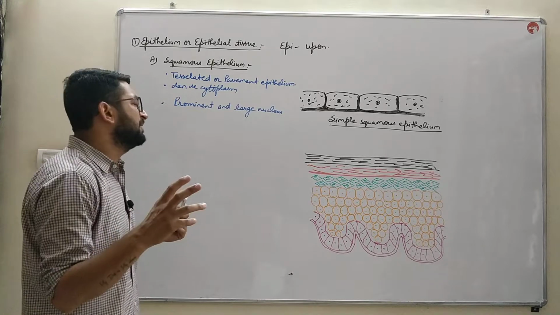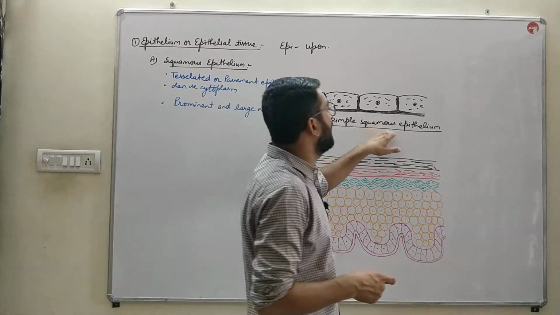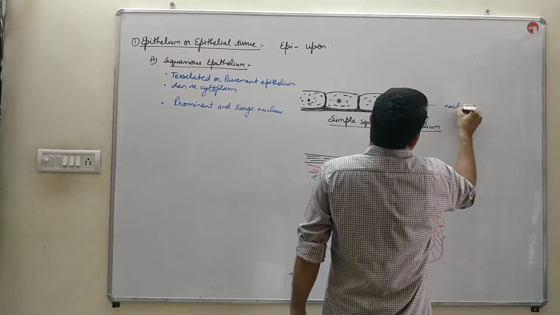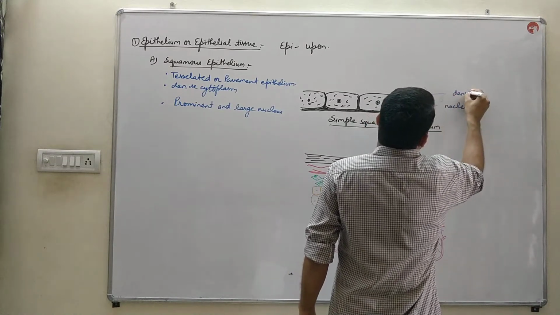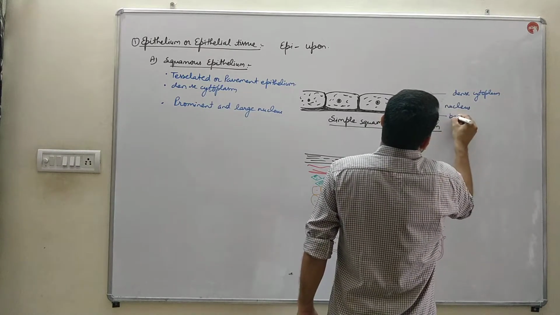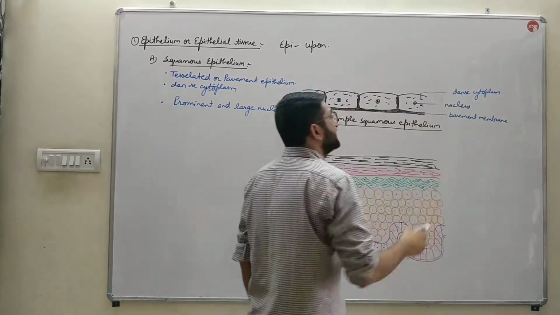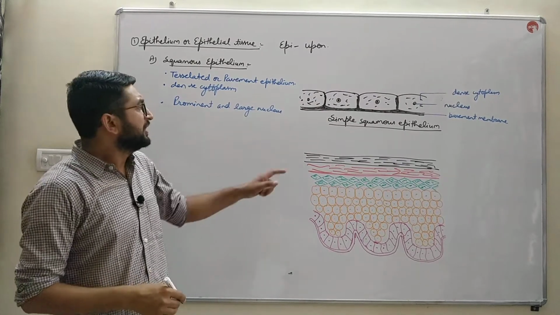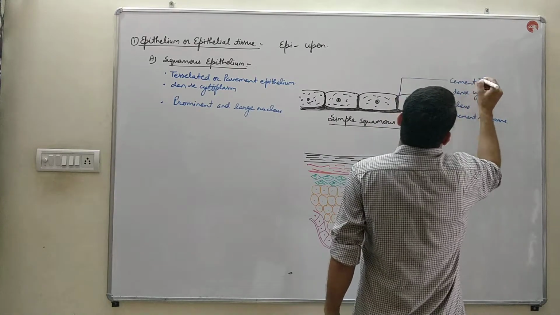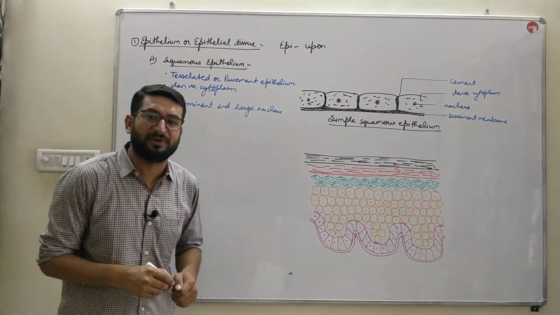This squamous epithelium is of two types on the basis of layers of cells. The first one is a simple squamous epithelium, in which a single layer of cells is there. This is the nucleus, the dense cytoplasm, and this one is the basement membrane, on which the cells lie. This membrane is made up of collagen. If you look closely at this diagram, there is a cement substance which is present between the two consecutive cells, and that cement substance is also made up of collagen.